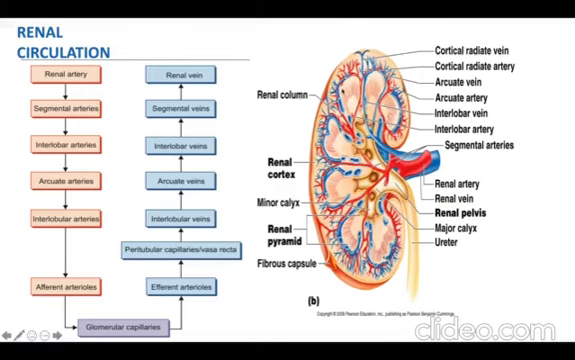Okay, the venous system also runs parallel to the arterial system. So the efferent arteriole forms peritubular capillaries or vasa recta, which drain into interlobular veins. The subsequent sequence of drainage is arcuate vein, interlobar vein, segmental veins, and finally the renal vein.